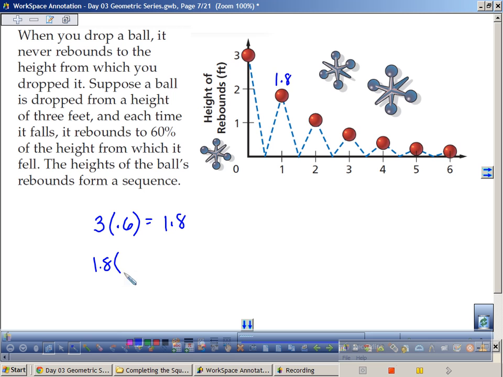Yes. Okay, so now I would take 60% of 1.8, right? So 1.8 times 60% equals, and I would get 1.08. And then if I put in 1.08 and I applied 0.6, I would get 0.84. Let me guess, you're using a calculator.